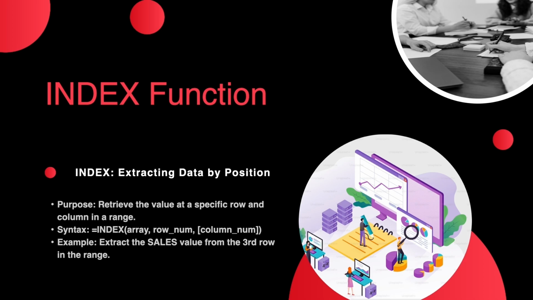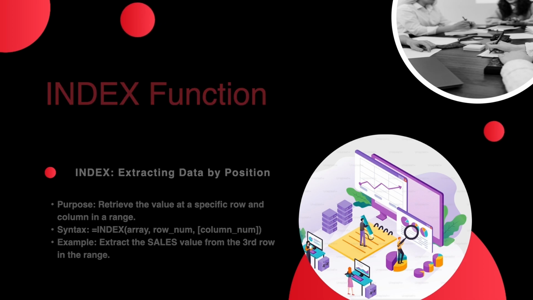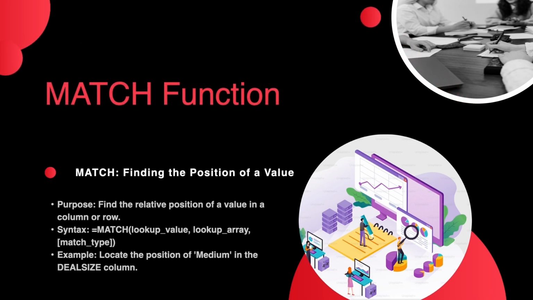Next, let's look at the MATCH function. This function doesn't retrieve values, instead it finds the relative position of a value in a row or a column. For instance, if you want to find where the term medium appears in the deal size column, MATCH will return its position as a number. Its syntax is equals MATCH, lookup value, lookup array and the match type. This function is like a GPS for your data. It tells INDEX where to look.